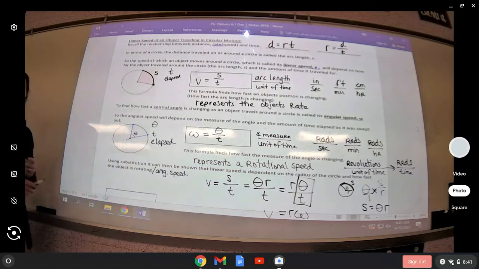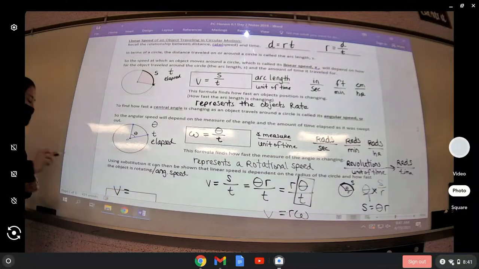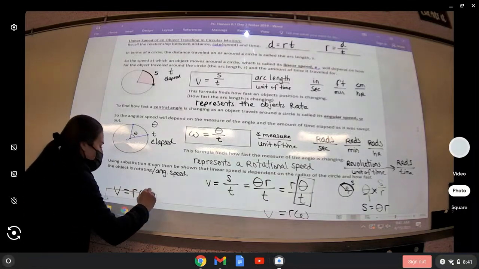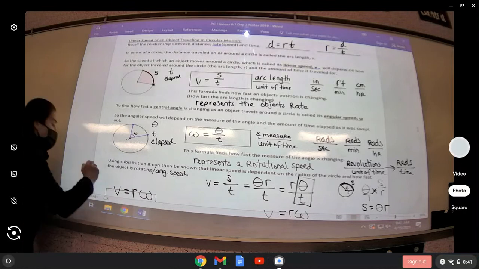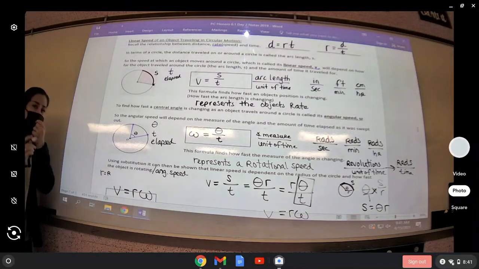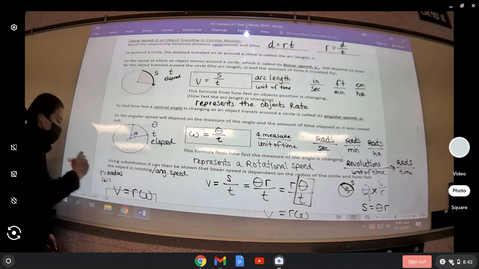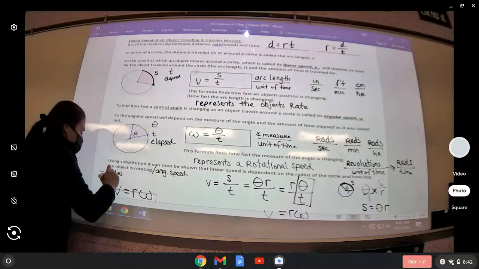So that's the formula I want to put in this box, but I don't want to move my notes yet. So in that box, your new formula is linear speed is equal to r times omega, where r equals the radius. Remember, r is not a rate. We don't use r for rate because we don't want to confuse it with the radius. And omega is the angular speed, the rotational speed.